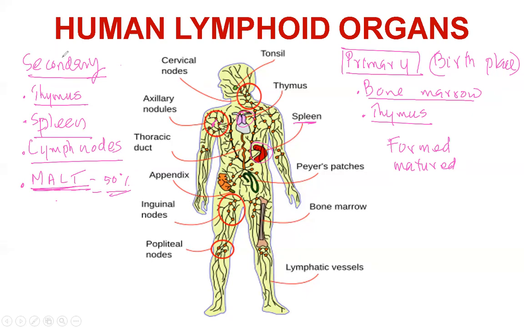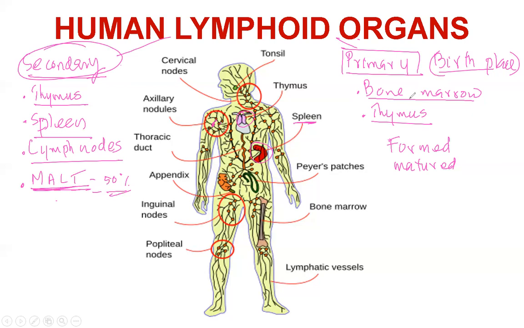So these are the human lymphoid organs. They are classified into two, primary and secondary. What is primary? Primary lymphoid organs are the places where the lymphocytes are born. These lymphocytes start to mature. Yeah, they are formed, they are matured.